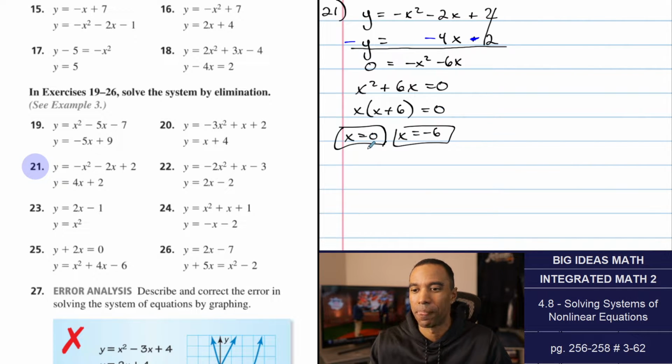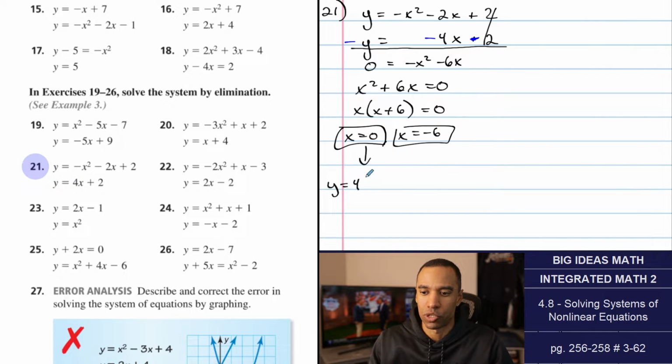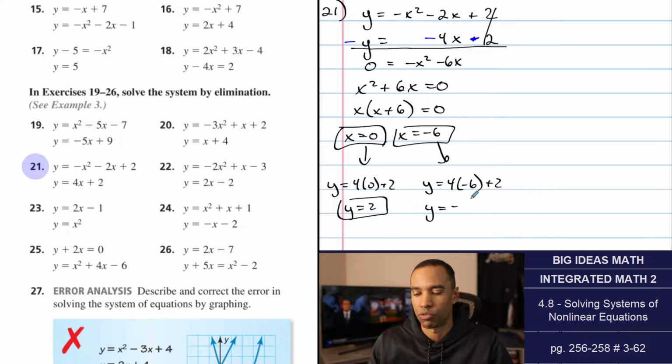I value my time. If x equals 0, let's go to the original equation that said 4x plus 2. 4 times 0 plus 2 is 2. And on this one, we'll have 4 times negative 6 plus 2, which is negative 24. Negative 24 plus 2 is negative 22.